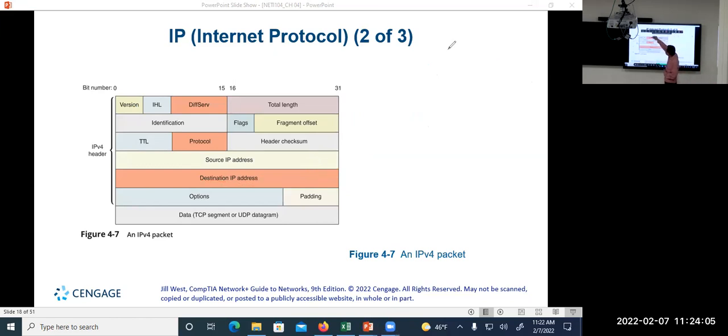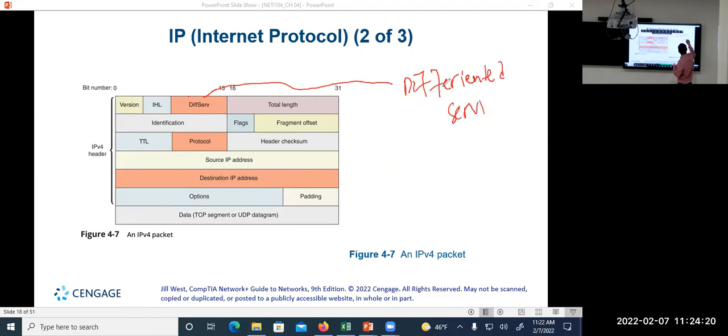So you have this one here, the differentiated service. I am not really good at pronouncing this one. Sometimes they call it QoS, quality of service. So tell me, why do you need to maintain the quality of service? What do you think? Priority. Yes, set the priority.